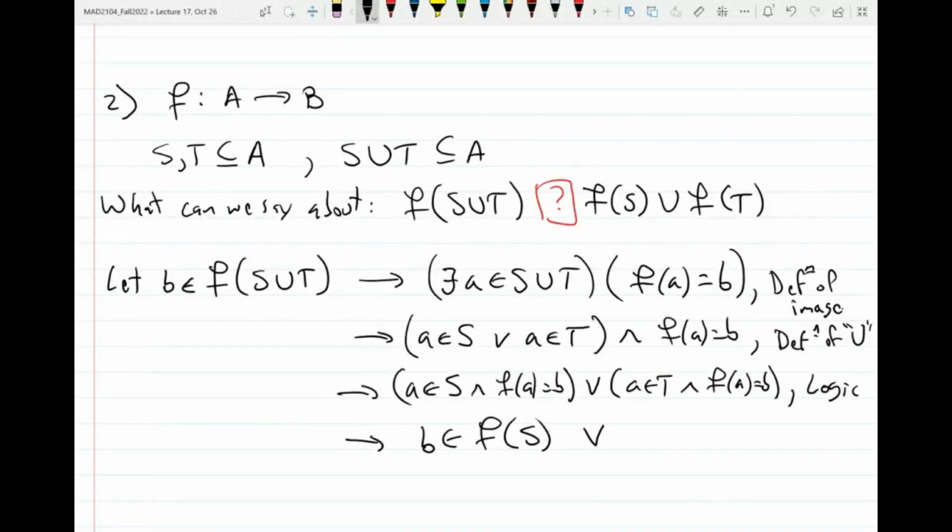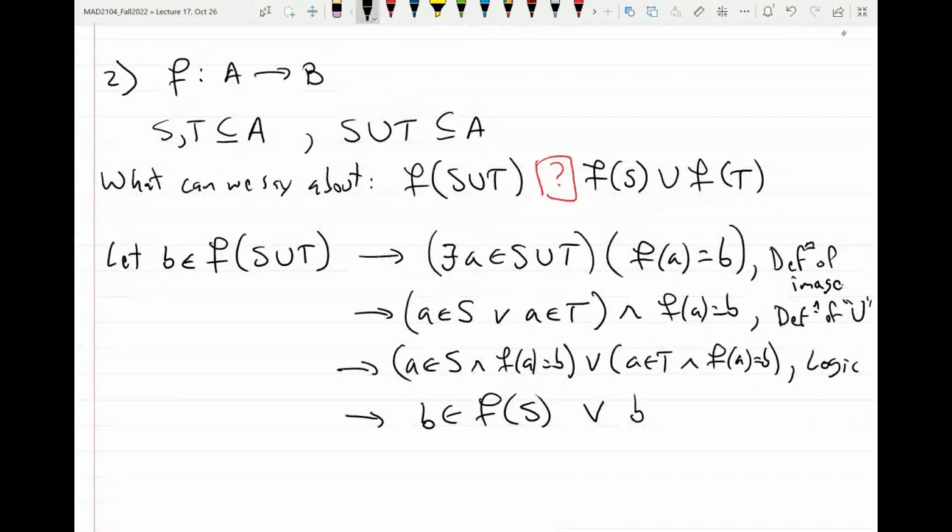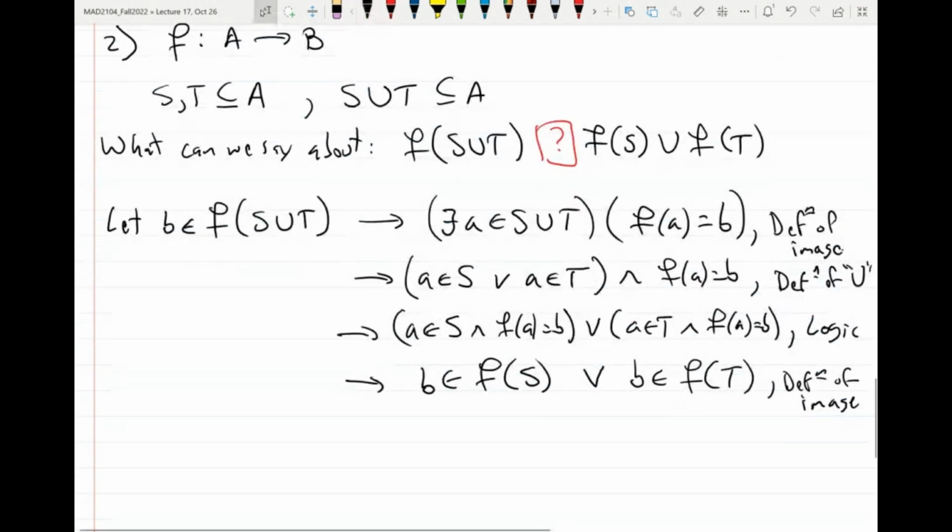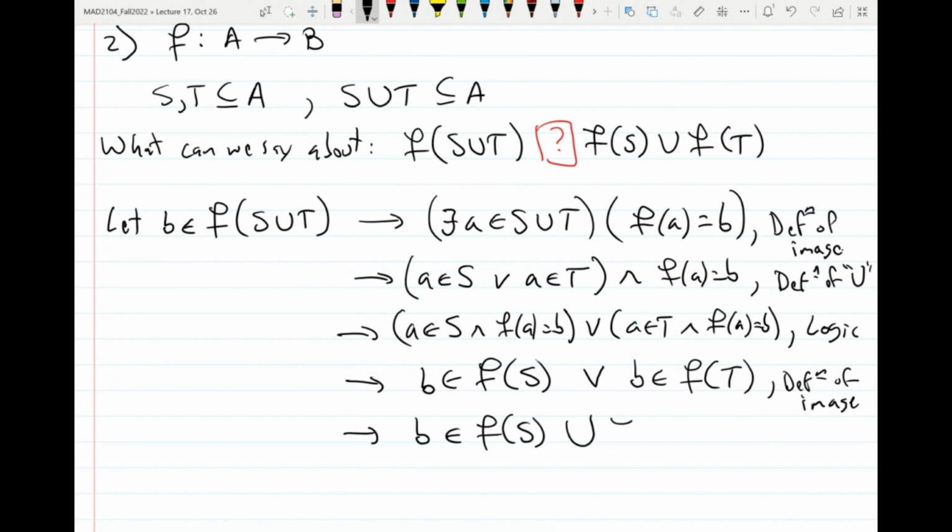Okay? So that first parenthesis tells me that B belongs to the image of S. Or, now similarly, what does the second parenthesis tell me? That B belongs to the image of T. Right? Because the second parenthesis is telling me that B is a result of doing f of something from T. So it's in the image. Okay? Here we use the definition of image. But then, if B is in this set or in this set, where is it? In the union. Then B is in the union. That's the definition of union.